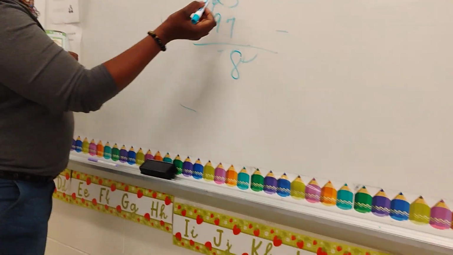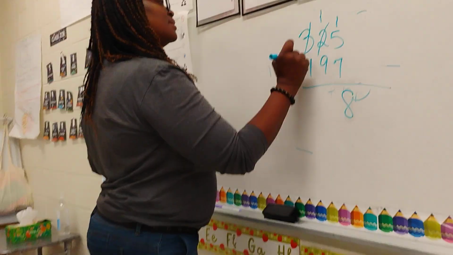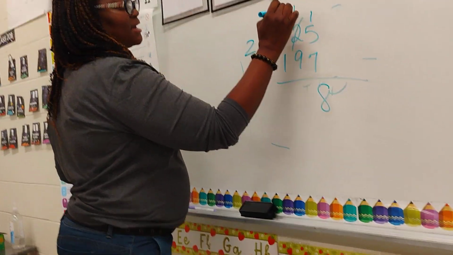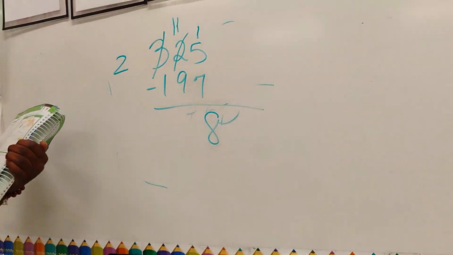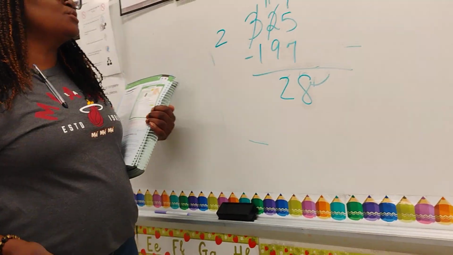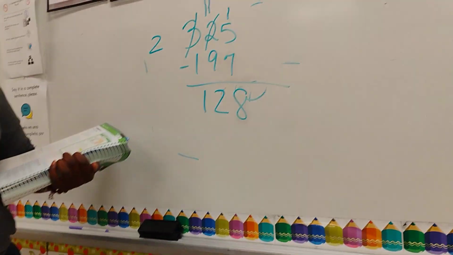Now can we take 9 from 4? No. So we're borrowing again from our neighbor, right? Yes. And the 3 becomes a 2, and then we bring it back and it becomes 14. So what's 14 minus 9? 5. And 2 minus 1 equals 1. So that's 155.